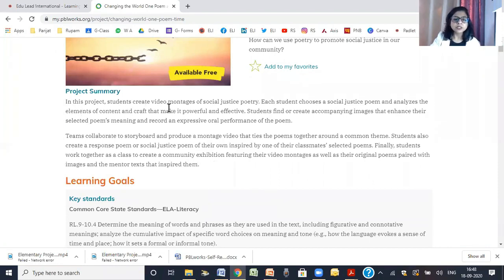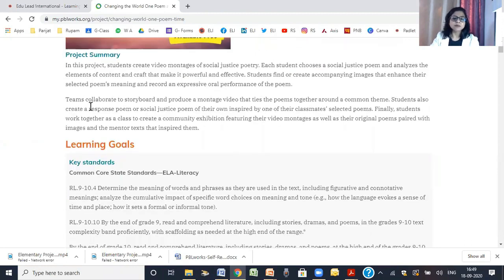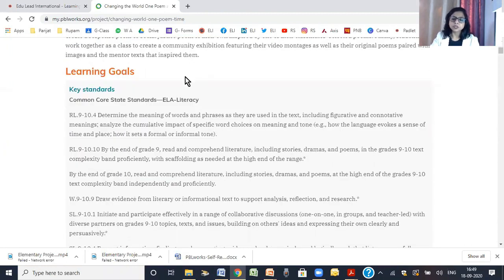In this project, students create video montages of social justice poetry. Each student chooses a social justice poem and analyzes the elements of content and craft that make it powerful and effective. Students find or create accompanying images that enhance their selected poem's meaning and record an expressive oral performance of the poem. This is not all. Further, there is what the teams are going to do in collaboration. So it's the project summary, which is whatever the teacher feels the students are going to be working upon overall.